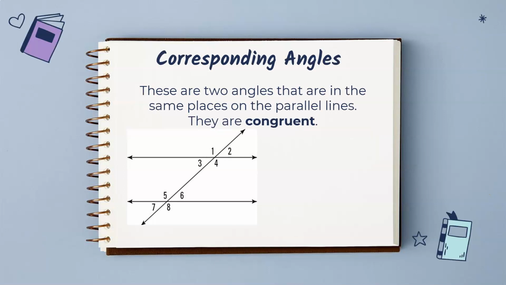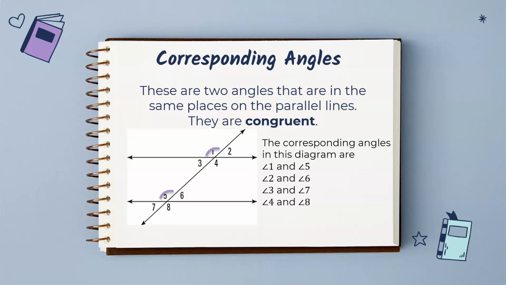Next type of angle pair is corresponding angles. This is a new one, and it's special whenever I have parallel lines. So corresponding angles are two angles that are in the same places on the parallel lines. So for example, if it's in the top left corner on the top line, it'll be in the top left corner on the bottom line. These angles are congruent when my lines are parallel. So my corresponding angles in this one are 1 and 5, 2 and 6, 3 and 7, and 4 and 8.